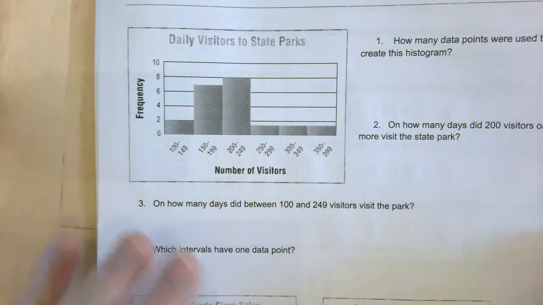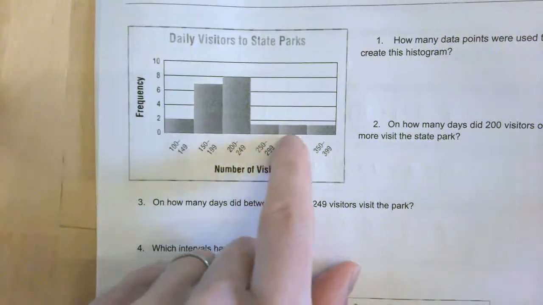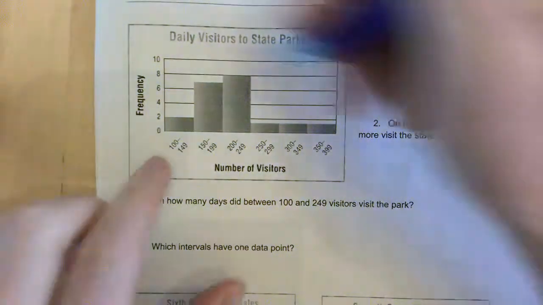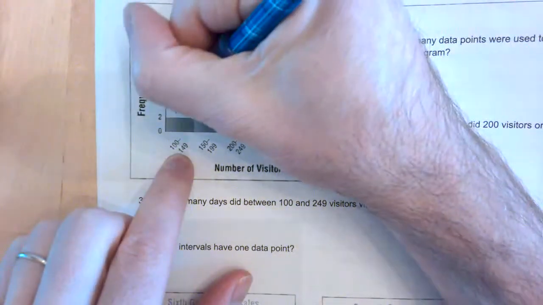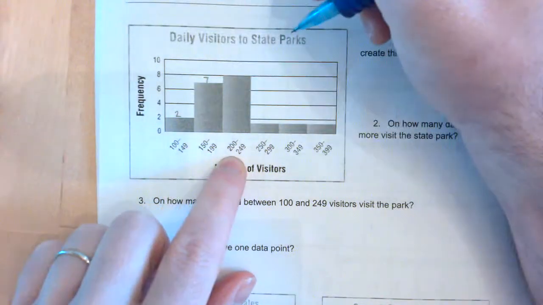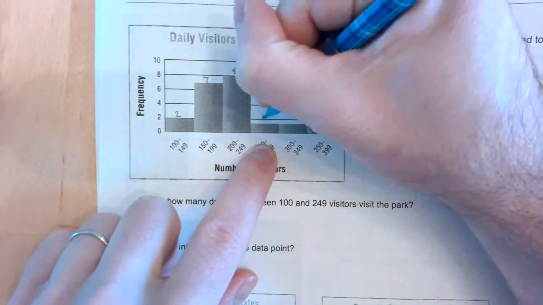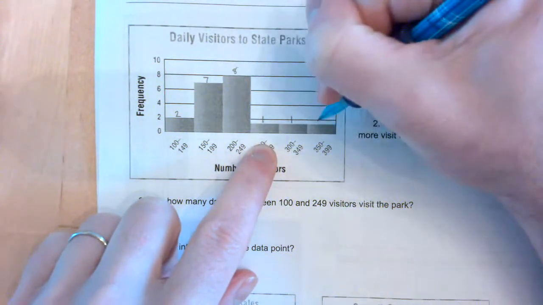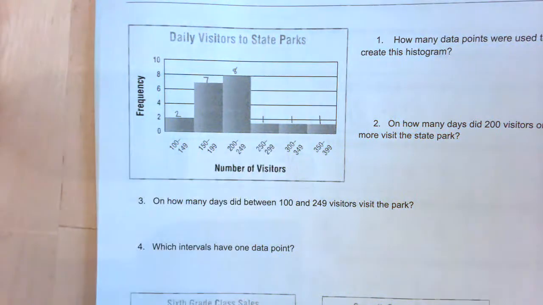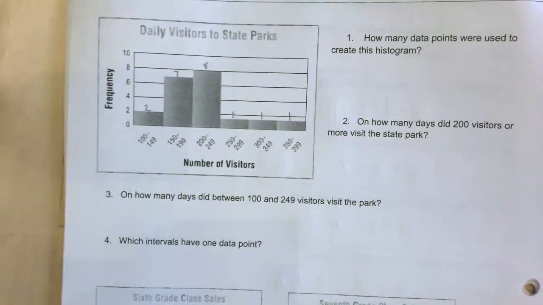So the first thing I'm going to do here before we even answer the questions, I'm going to write the frequency of each histogram bar above the bar. So 100 to 149 is 2, 150 to 199 is 7, 200 to 249 is 8, and then these are all 1. Even though they look like they're a little bit greater than 1, those are all 1. Okay, let's take a look at the questions here for this state park histogram.